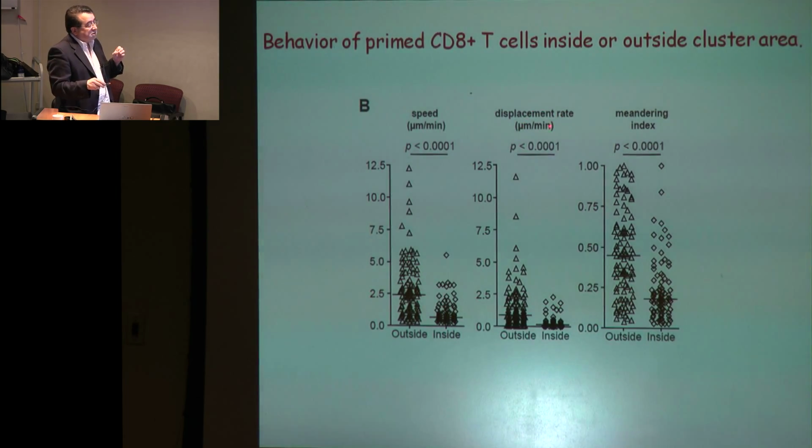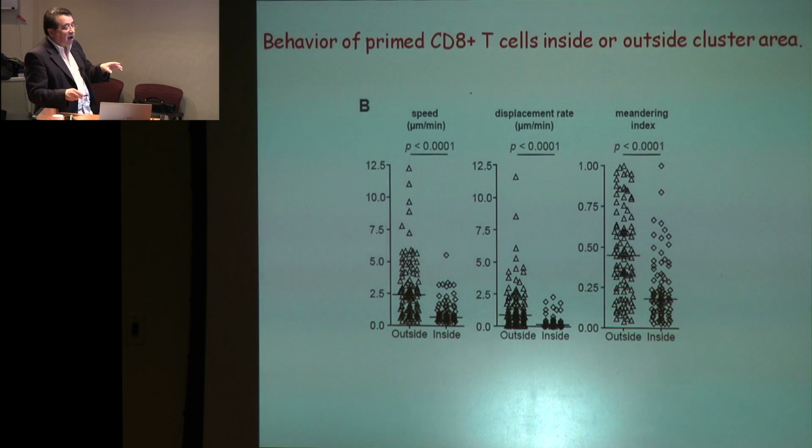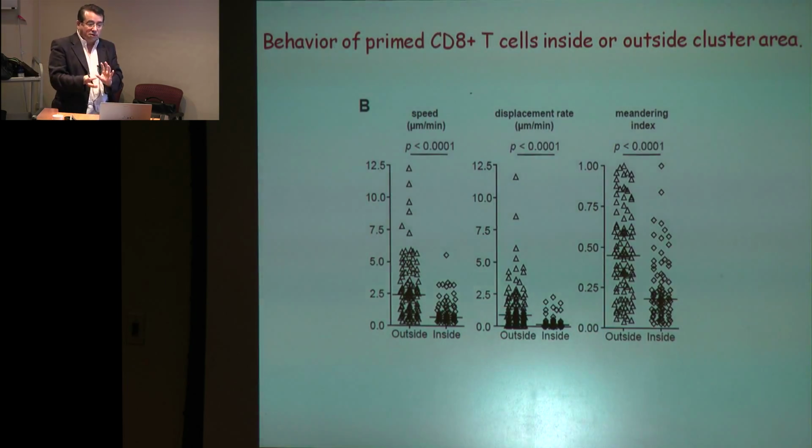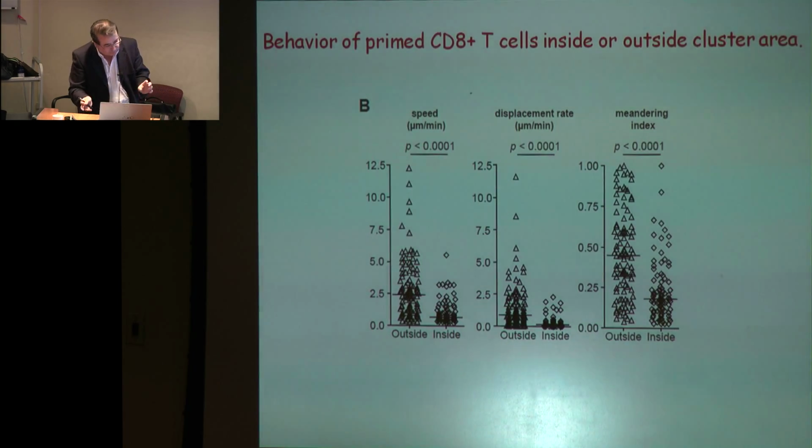When we look at the displacement rate, meaning the space that they cover during a certain time, the same thing happens. Cells inside the cluster are very slow. It looks like the whole environment around the infected hepatocyte is sticky. So the CD8 cell goes there, gets stuck, moves very slowly, and cannot get anywhere. Eventually they could leave, and if they leave the cluster, they reacquire speed again.